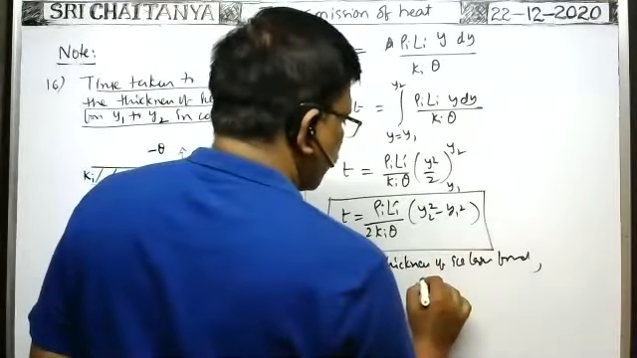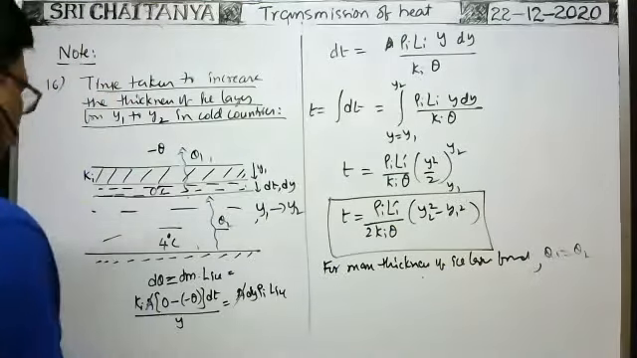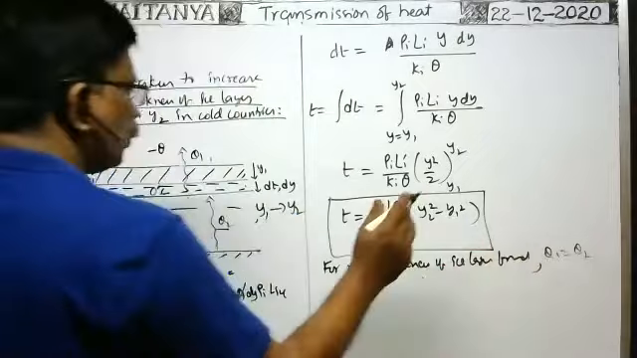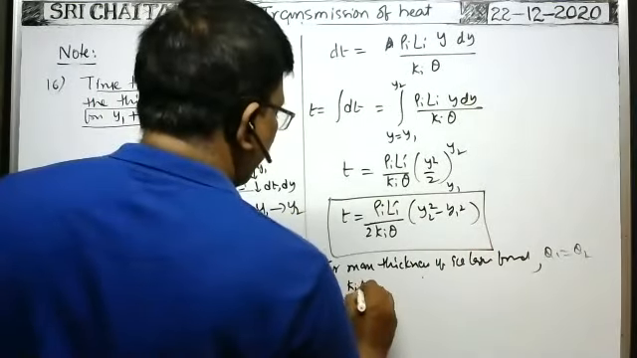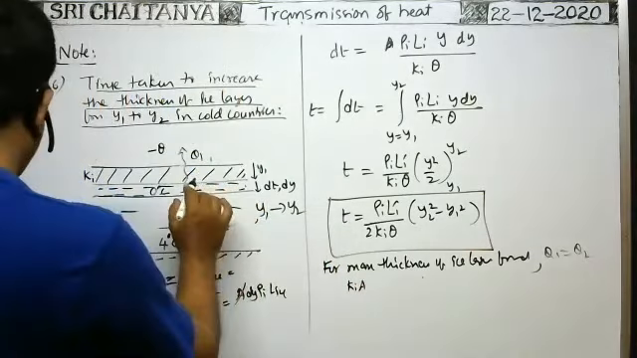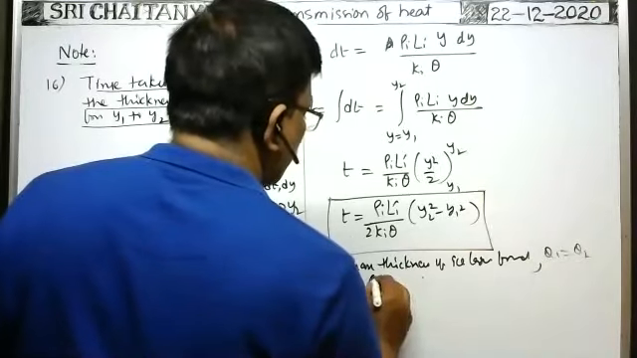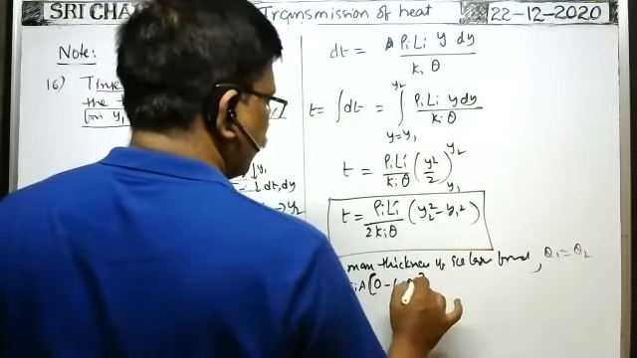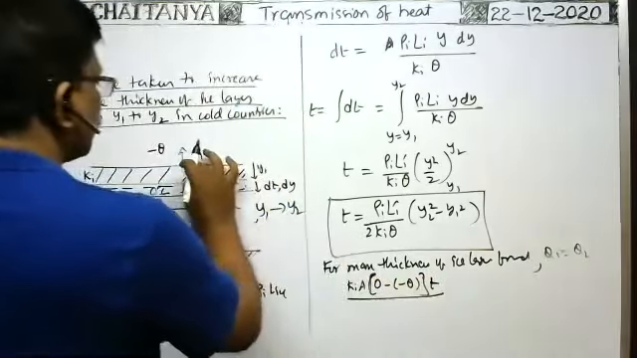For maximum thickness of the ice layer formed, Q1 is equal to Q2. Q1 means heat energy transmitted through the ice layer: Ki into area A into temperature difference here, 0 minus minus theta, Ki A delta theta into t by l. l means thickness of the ice layer.